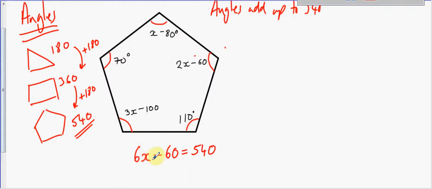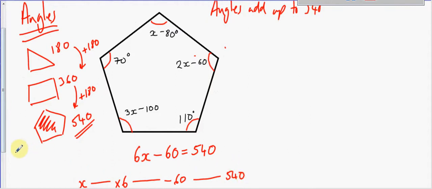Happy with that? So I've added my angles up there, and I know they add up to 540 because that's something special about a pentagon. And then you can solve this how you like. You could use a flowchart. I might do that this time. So you start with the x. You multiply it by the 6, you subtract the 60, and you get 540.